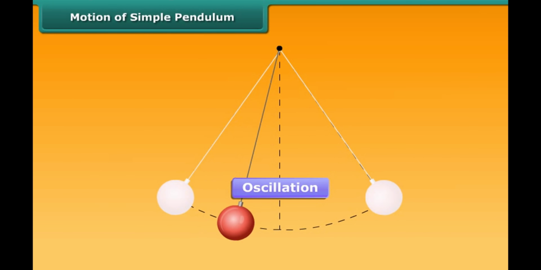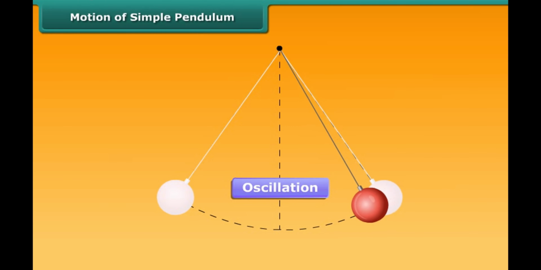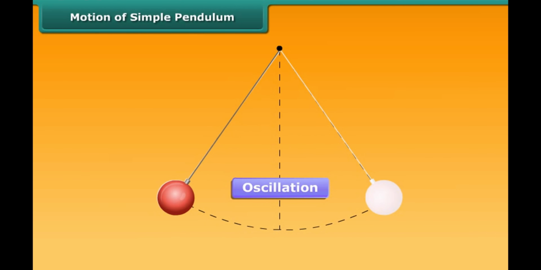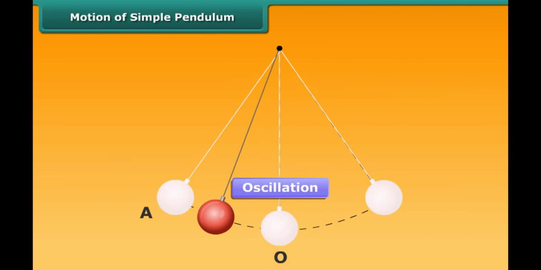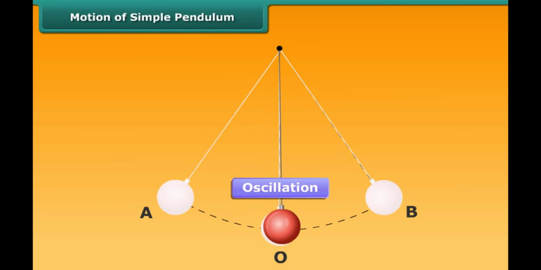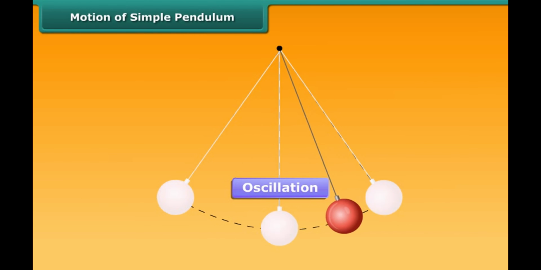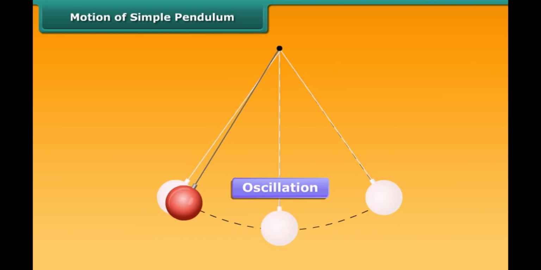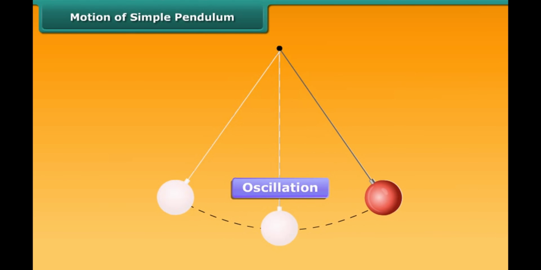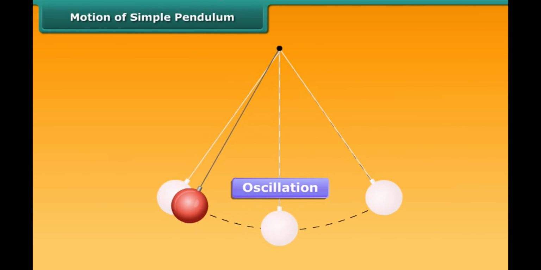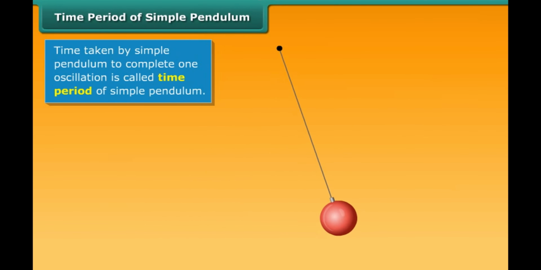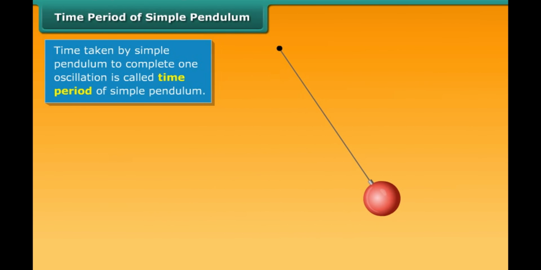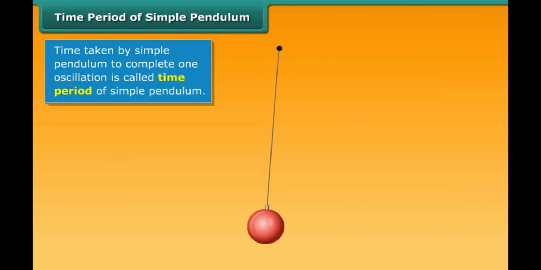The pendulum completes 1 oscillation when its bob, starting from its equilibrium position O, moves to one extreme position A, from there to the other extreme position B, and then back to O. Alternatively, an oscillation can also be measured as the movement of the bob of a pendulum from one extreme position A to the other extreme position B and back to A. The time taken by the pendulum to complete 1 oscillation is called its time period.